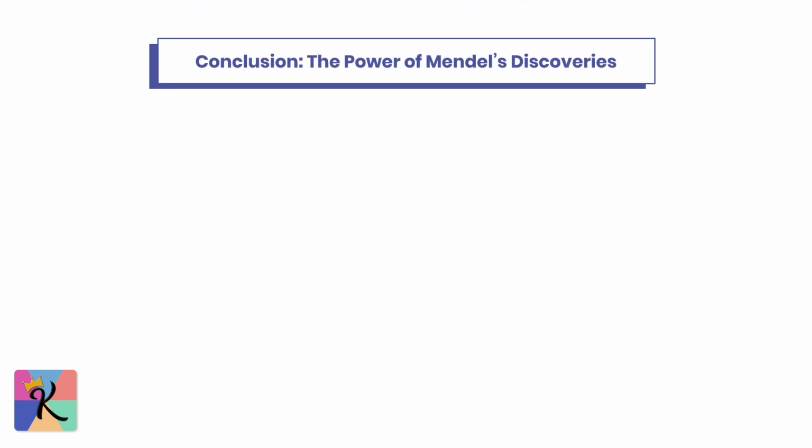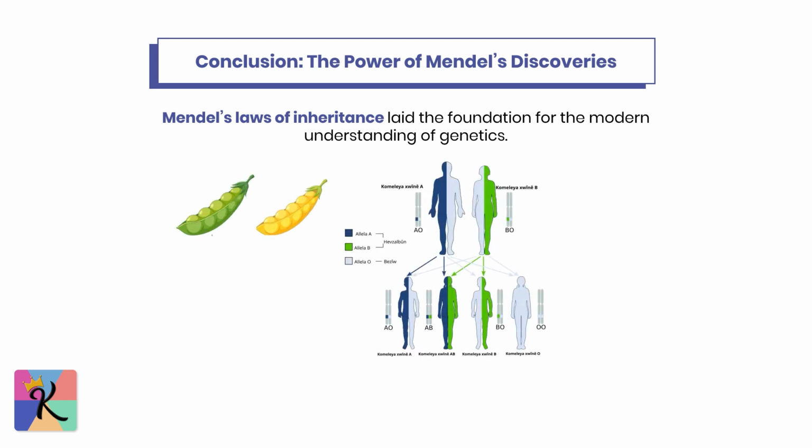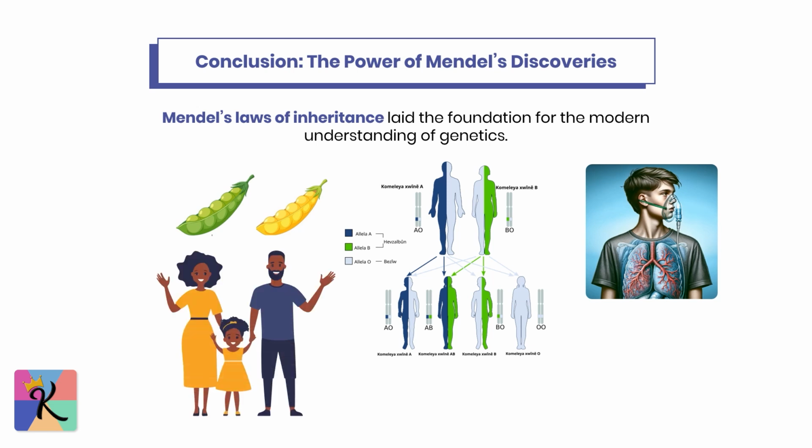Conclusion: the power of Mendel's discoveries. In conclusion, Mendel's laws of inheritance laid the foundation for the modern understanding of genetics. His principles of segregation and independent assortment explain how traits are inherited, not just in pea plants, but in all living organisms. Mendel's work provides the basis for studying more complex genetic patterns and human diseases, demonstrating the power of genetics in predicting how traits are passed down through generations.